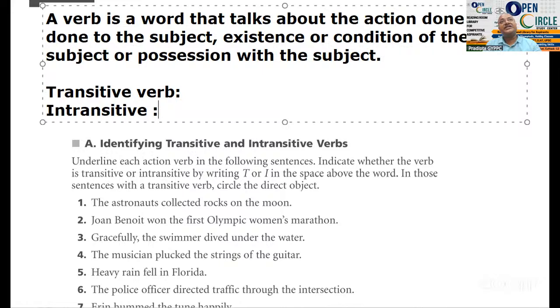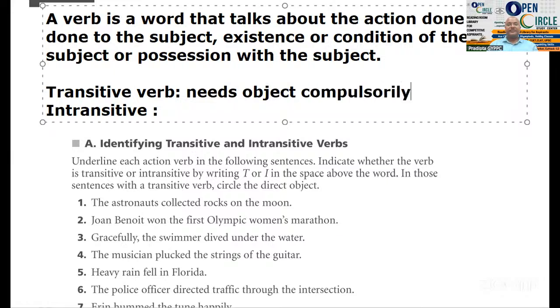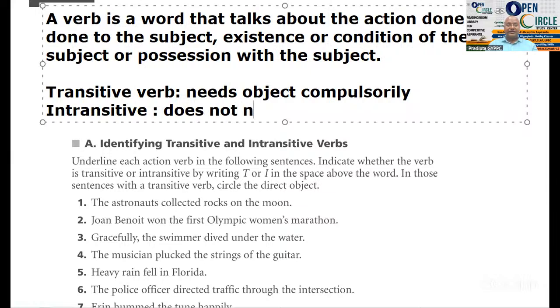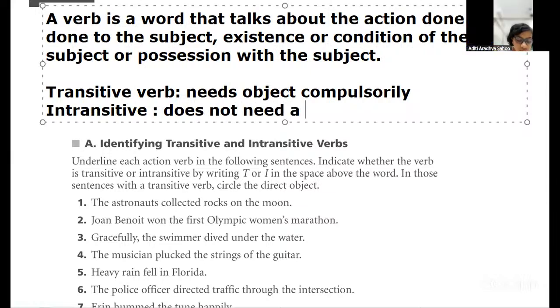What is transitive? What is intransitive? Apart from that, I also discussed many other things. Who remembers that from last year? Yes, Aditi, speak. So a transitive verb needs an object compulsorily. An intransitive verb doesn't need an object.